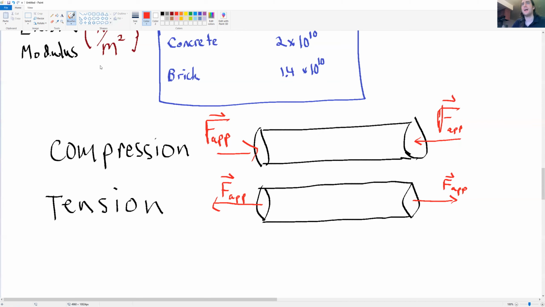Okay, I see there's some chats here. Are Young's modulus and elastic modulus the same thing? Yes, they are. Oh yeah, that question was already answered. Okay. Let's go ahead and get into, actually, there was one more thing I wanted to do.